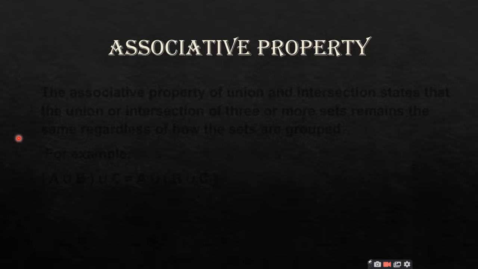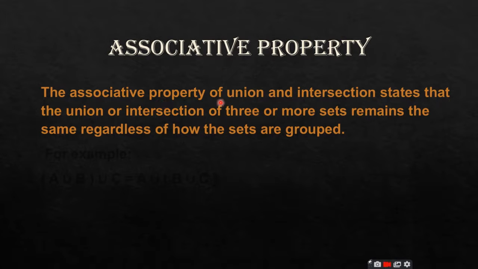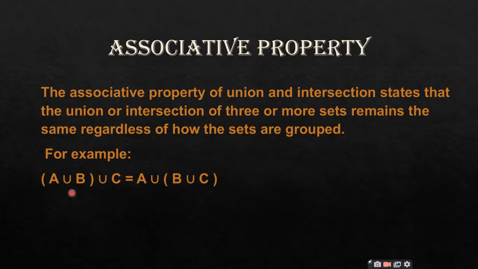Now let's learn the second property. The second property is associative property. The associative property of union and intersection states that the union or intersection of three or more sets remains the same regardless of how the sets are grouped. For example, A union (B union C) is equals to (A union B) union C.